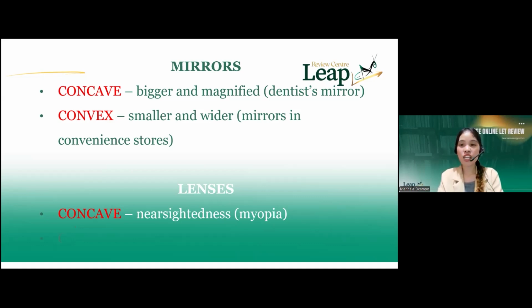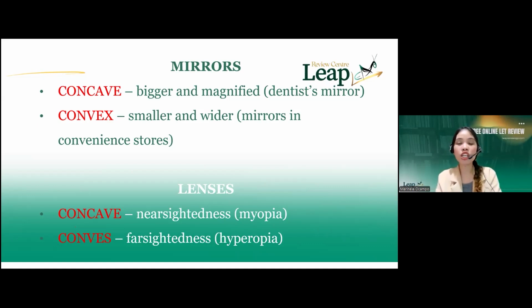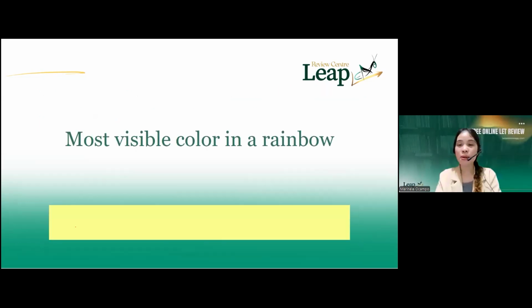and the contrast of it is the convex. Sorry for the typo. It's convex, guys. It is to treat farsightedness or hyperopia. So, pag farsighted, of course, mas malinaw sa'yo yung mga distant objects, and blurry yung mga nasa harapan. So that's for mirrors.